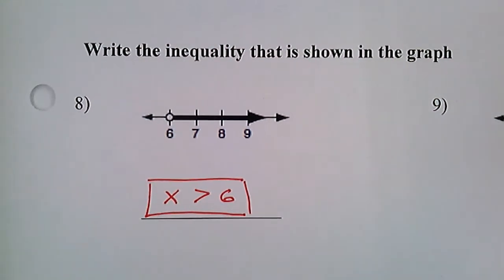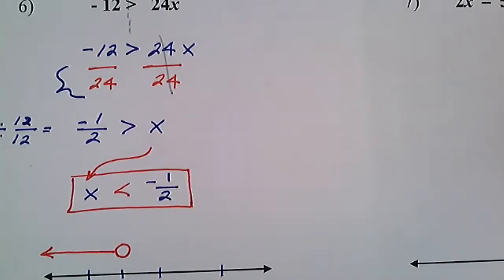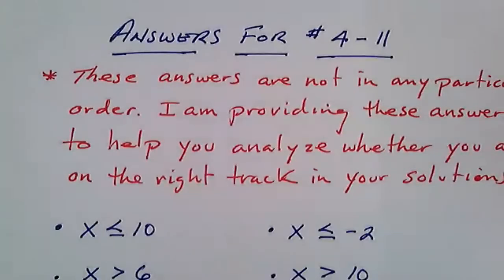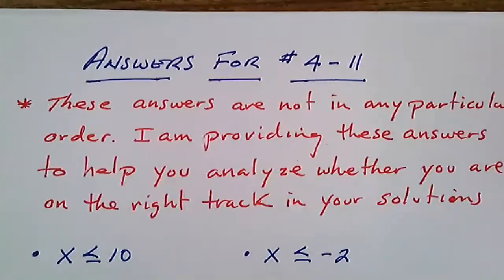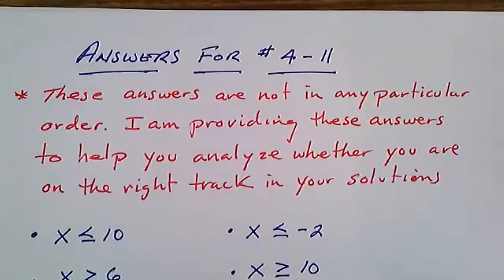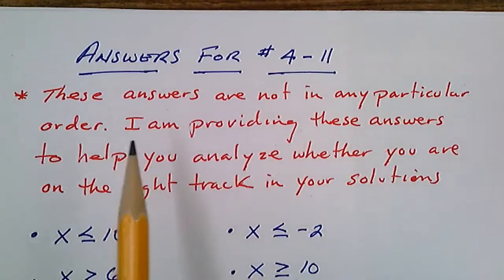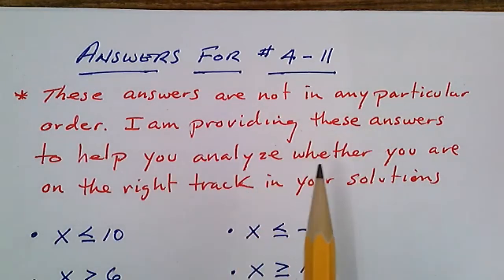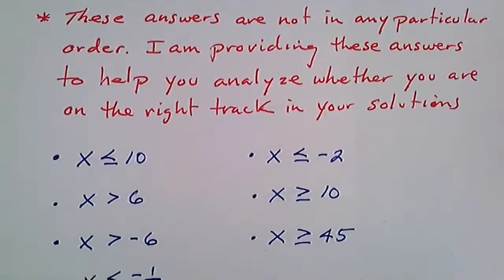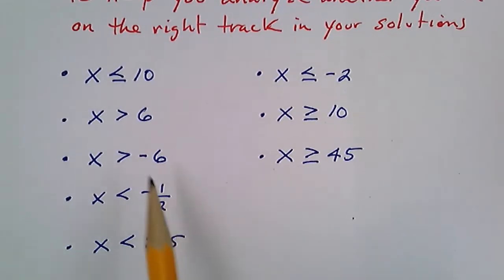Now, as a little bonus assistance here, I'm going to give you the answers to numbers 4 through 11, but I'm not going to put them in any particular order. So you might want to copy these down. These are all the answers for numbers 4 through 11, not in any particular order. I'm providing these answers to help you analyze whether you are on the right track in your solutions. So here are 8 answers. You might just want to screenshot this or copy them down really quickly.